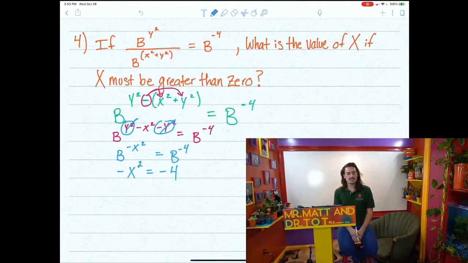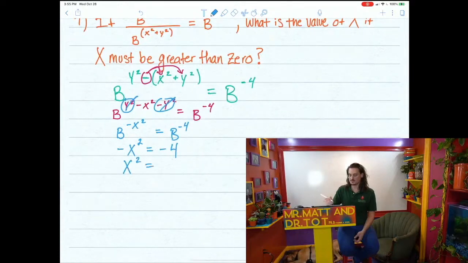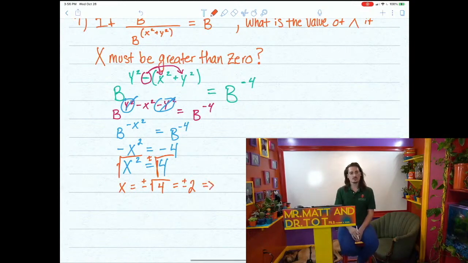Dividing or multiplying, whichever you want to think about it as, on both sides by negative 1 will flip the signs of both sides. So positive x squared will be equal to positive 4. Taking the square root of both sides, because I don't want x squared, I want just x. When I take the square root of both sides, I have to consider the positive and the negative results. So x is equal to plus or minus the square root of positive 4. The square root of 4 is 2, so my answers are plus or minus 2. But because x has to be greater than 0, the answer can only be positive 2.